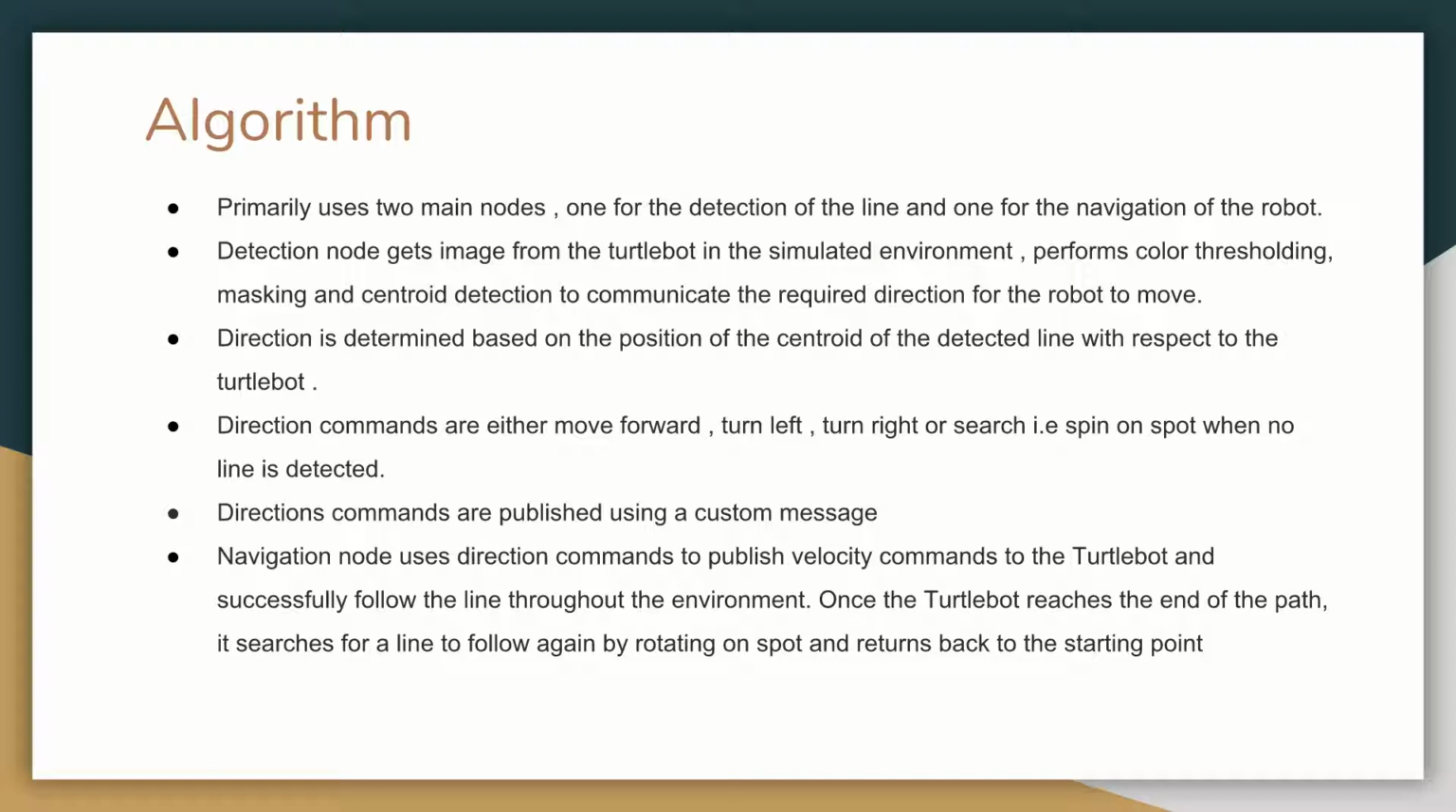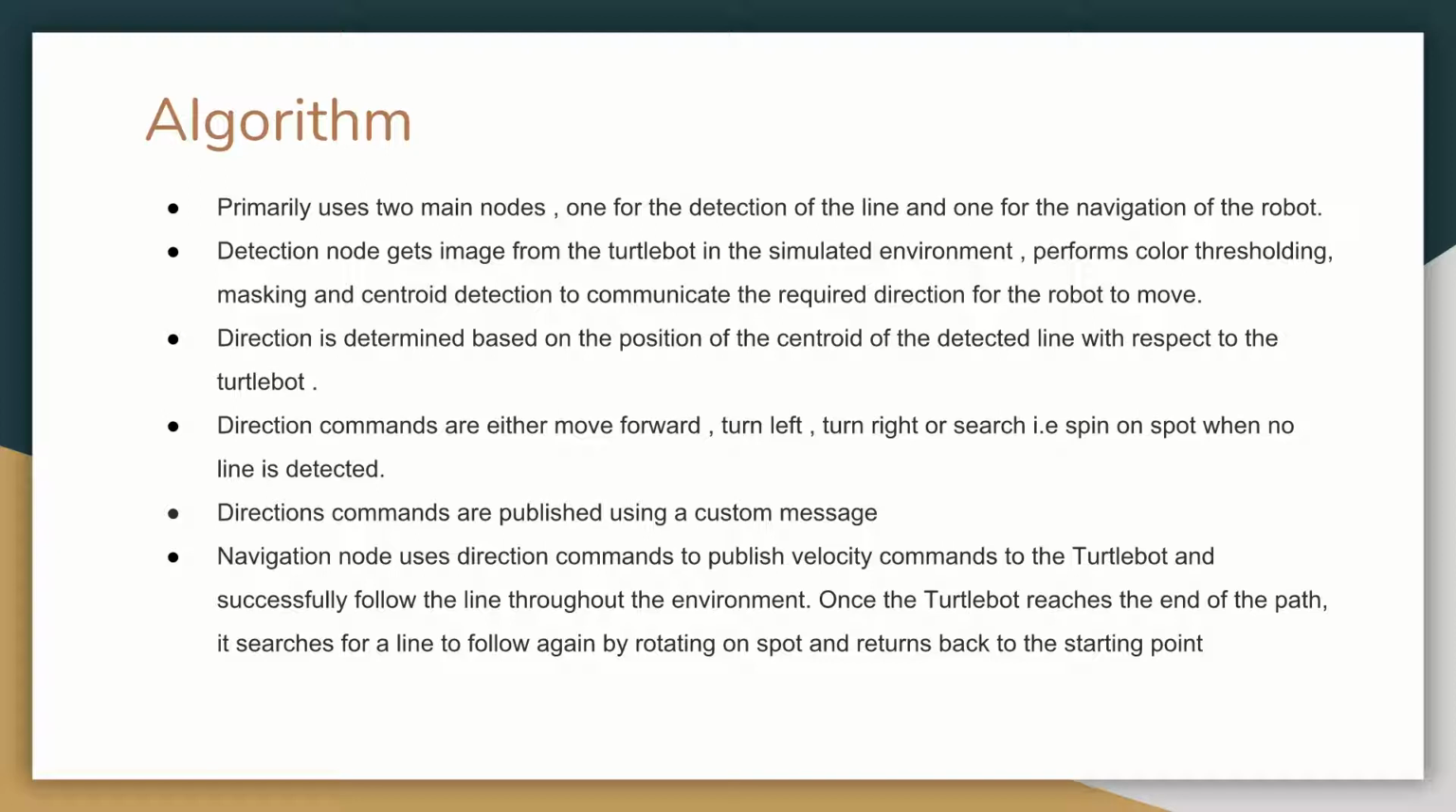The direction commands are published using a custom message by the detection node, and the navigation node subscribes to this message to publish velocity commands to the Turtlebot. This way, the robot successfully follows the path throughout the environment.